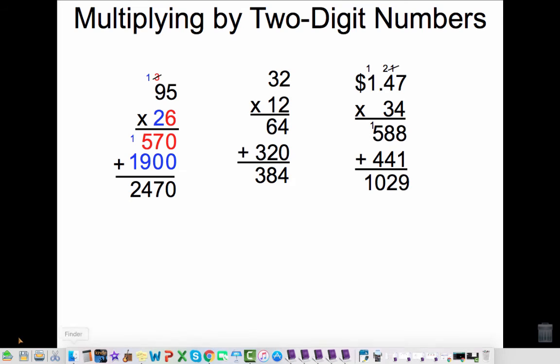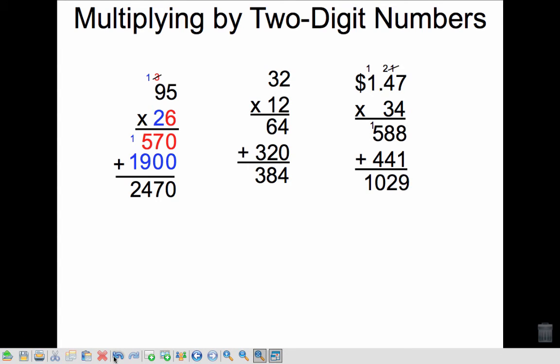Don't forget that we are working with money, and so we need to add in the dollar sign and the decimal point, and that's going to give us $10.29.